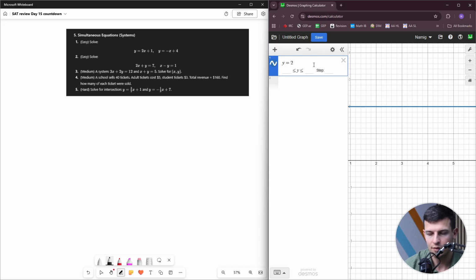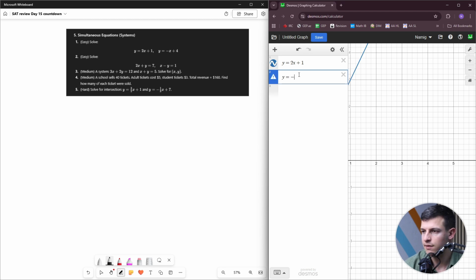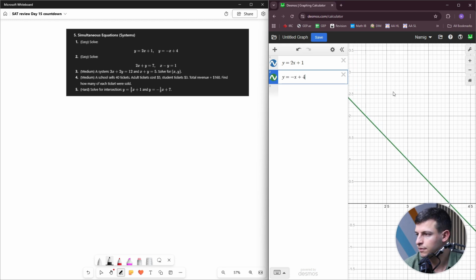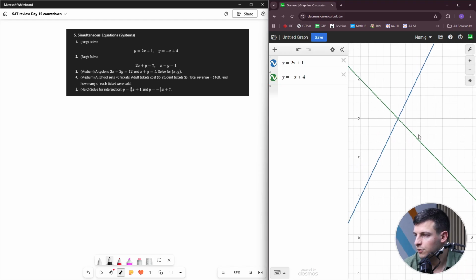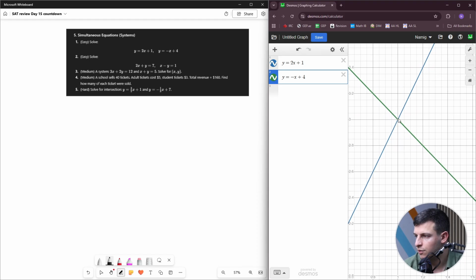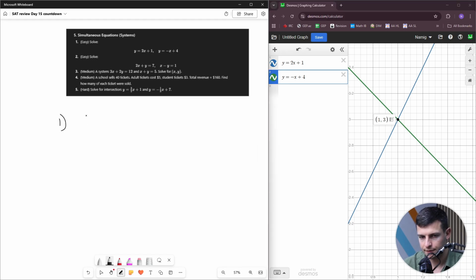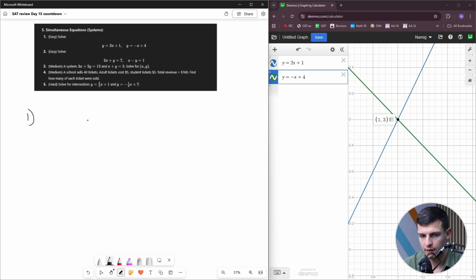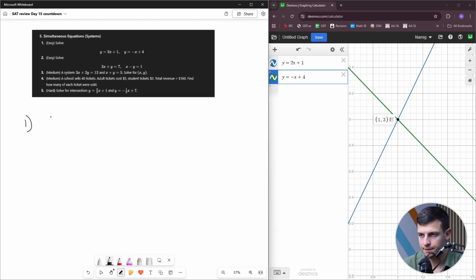So I'm just going to type it here, 2x plus 1. And the other one is y equals negative x plus 4. All I'm looking for is the intersection point. Hope you remember that from the theory part. It looks like (1, 3) is their intersection point. How easy was that? It was about 15 seconds. So the answer is going to be 1 and 3.